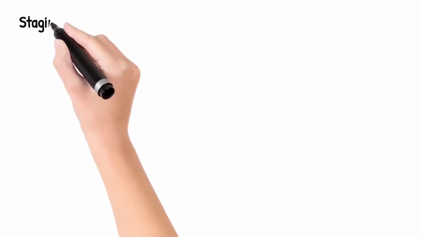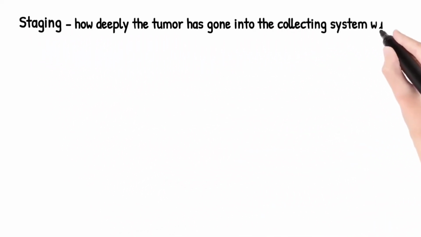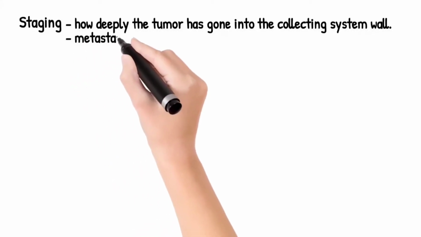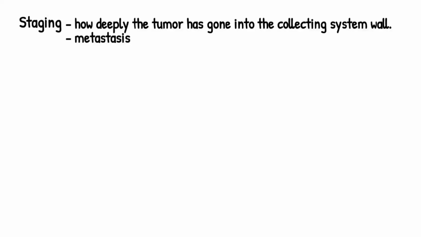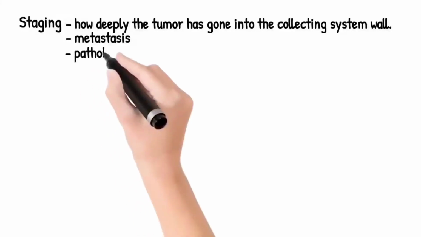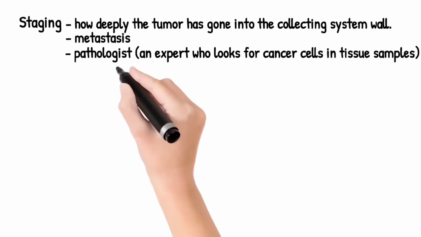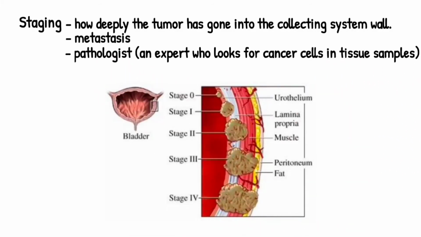Moving on with the staging. Your doctor must also learn how deeply the tumor has gone into the collecting system. This is called staging. Your doctor also wants to find out if the tumor has spread to other parts of the body. In general, the higher the stage number, the more serious the cancer. Often the stage is not clearly defined until the tumor is removed and studied by a pathologist. So it is an expert who looks for cancer cells in tissue samples.